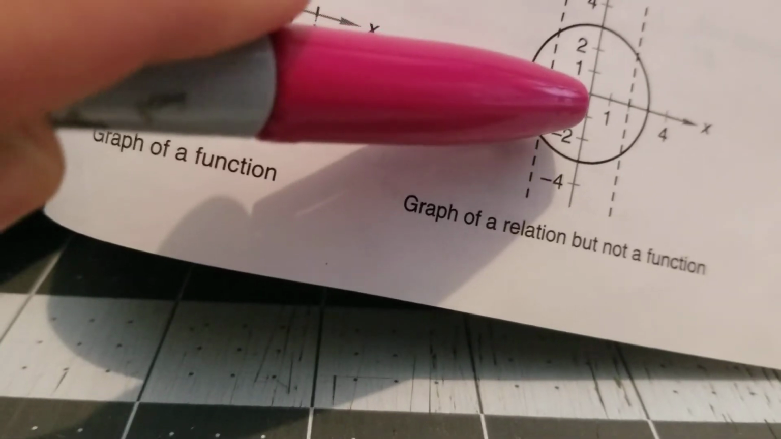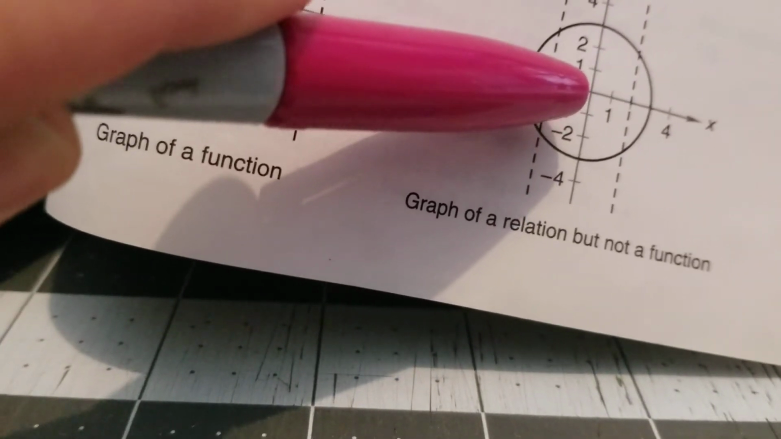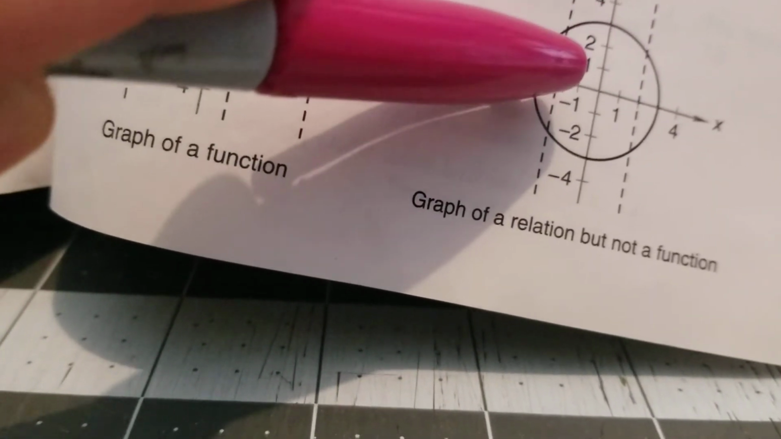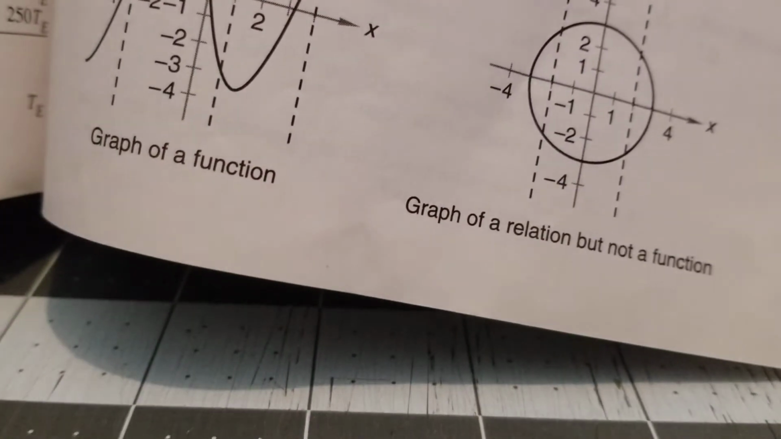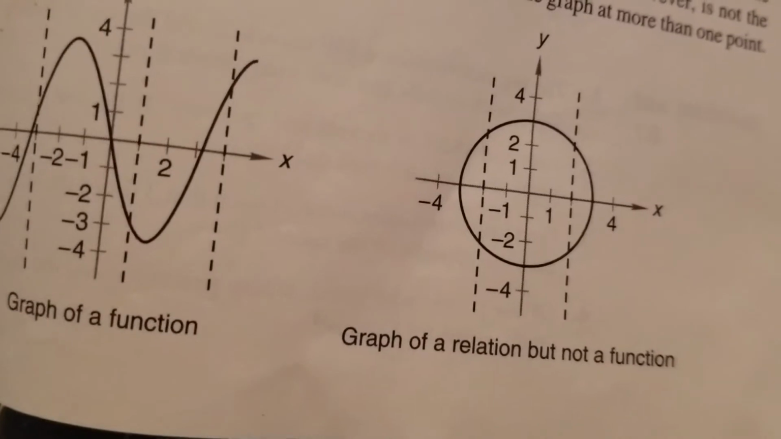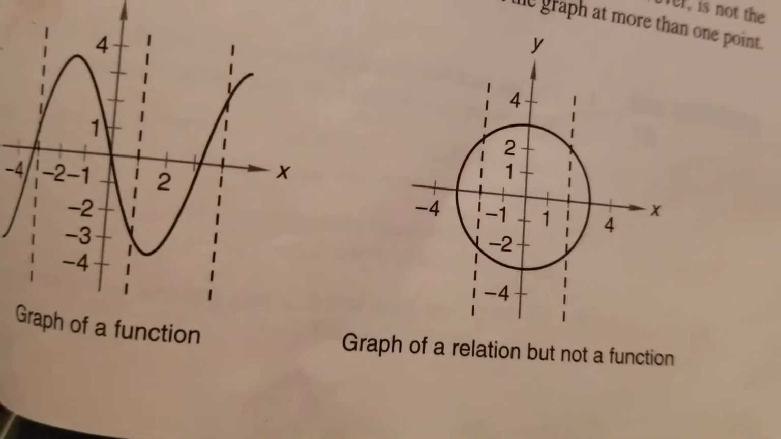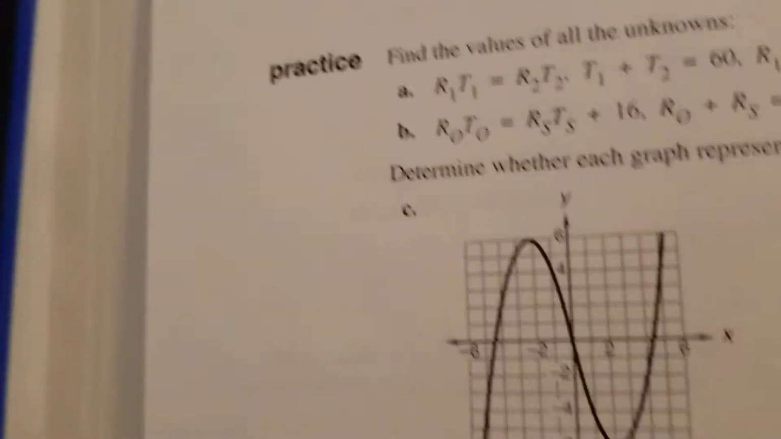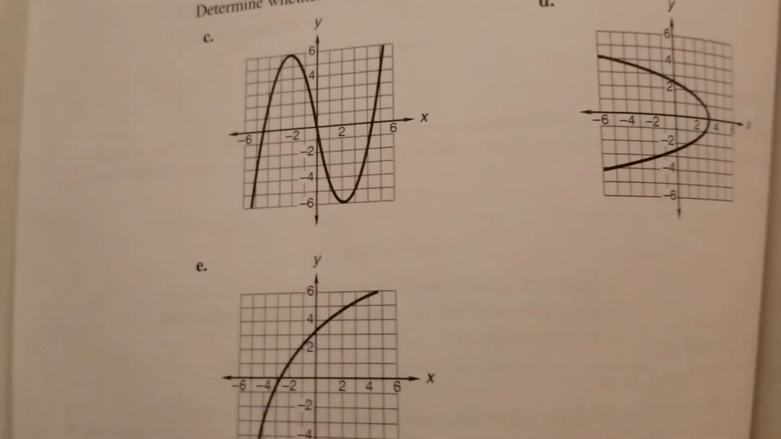And anywhere on this circle, 0 has two outputs. It's at 3 and -3. So anytime there's more than one output, it is not a function. But this is a graph of a relation, okay? I'm going to turn the page now. Okay, so we have these examples right here, all right?